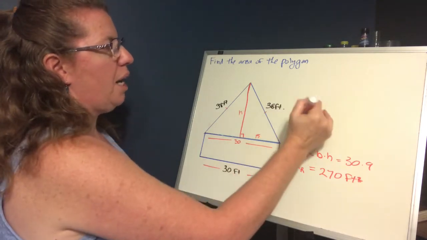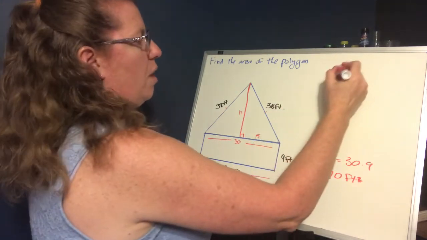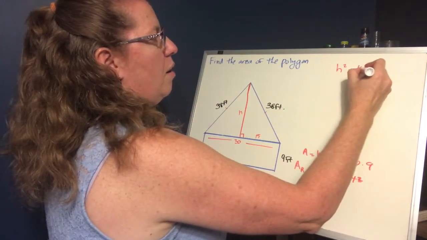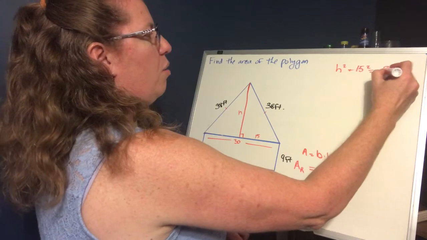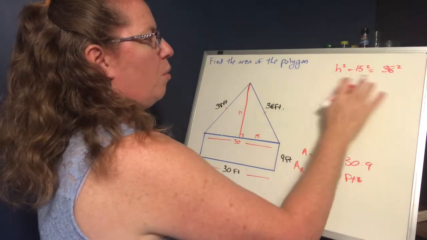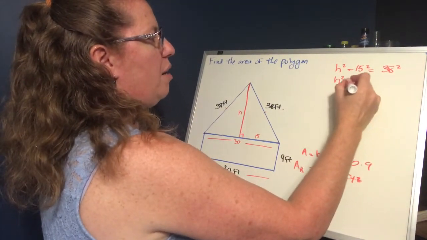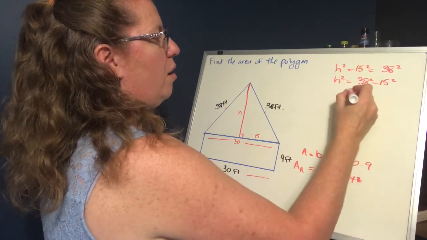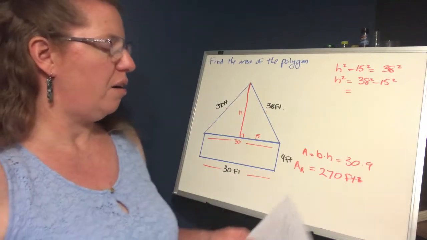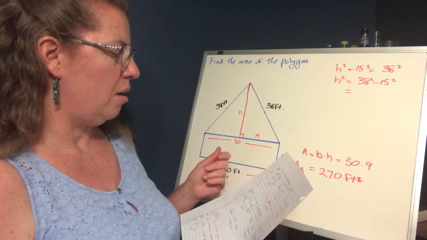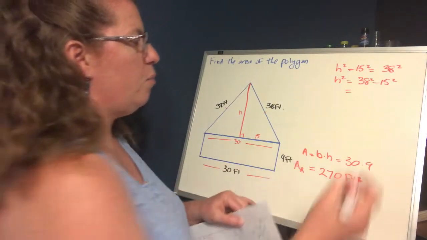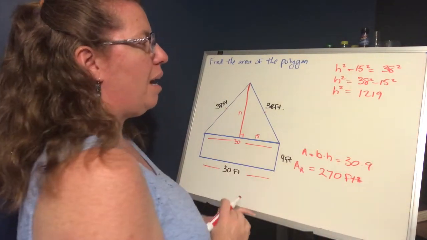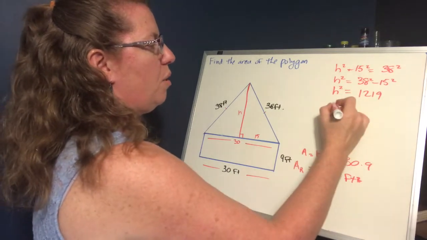All right, so we're going to do that as an aside. We know that h squared plus 15 squared is going to equal 38 squared. I'm going to go ahead and move my 15 over there. h squared equals 38 squared minus 15 squared. You get out your little calculator, figure out 38 squared minus 15 squared was 1,219. And now with h squared by itself, we're going to take the square root.